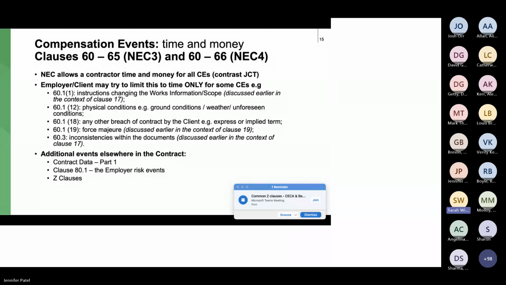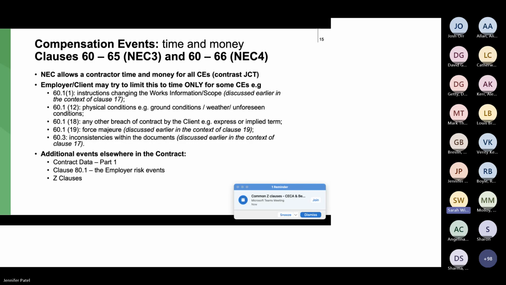Okay, so changes to compensation events. The first principle of NEC is that if you have a compensation event, you are entitled to both time, so an extension of time if the project has been delayed, and all your financial consequences. That includes the extra cost for doing that work, if it's extra work, but also the cost for the extra time that you were on site.